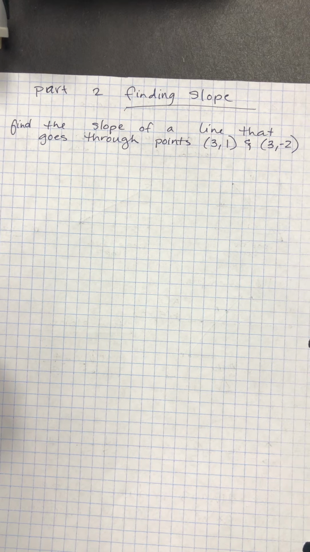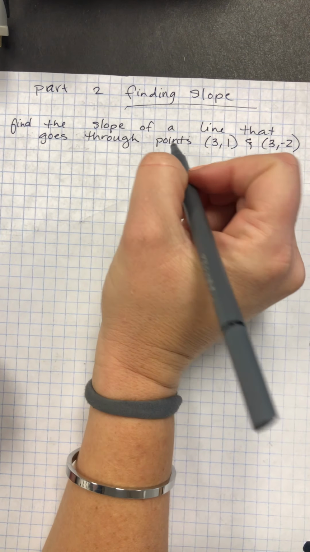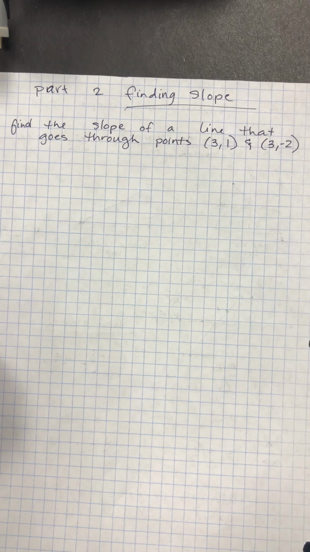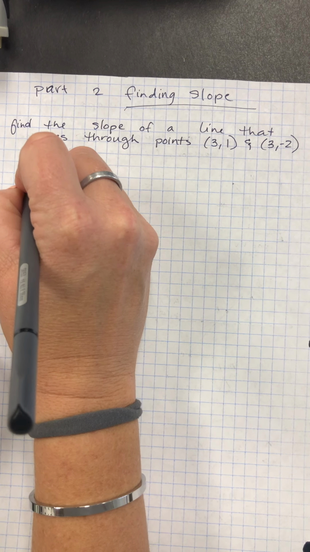Okay, so the second way to find slope, this is when you do not have a graph, is to use a formula.